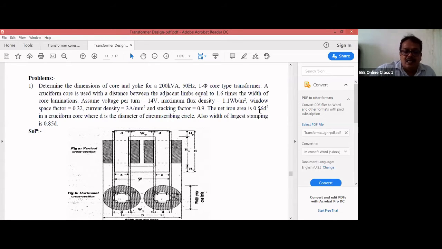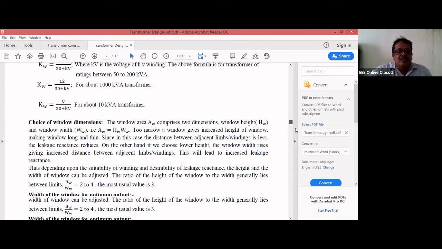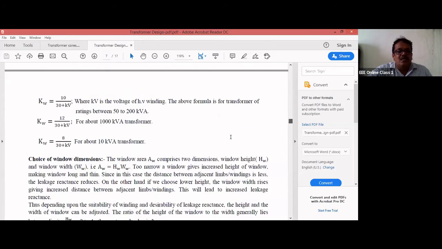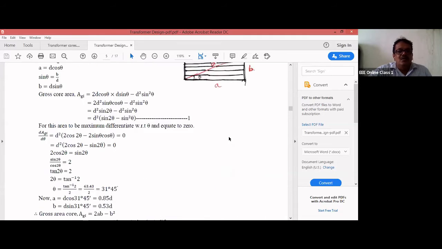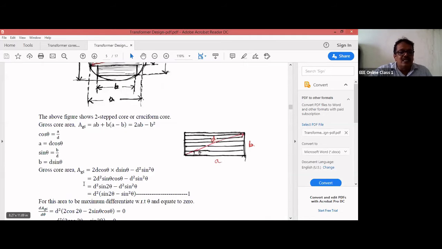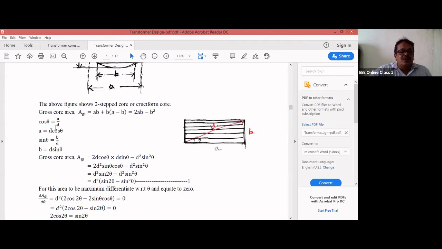Net iron core area AI is equal to 0.56 d square in a cruciform core, where d is the diameter of the circumscribing circle and also the diagonal of the largest stamping. The width of the largest stamping A is equal to 0.85 d. This we also did while explaining the theory, for the cruciform core. You can see here A is equal to the width of the largest stamping. We are going to find out this A and B.